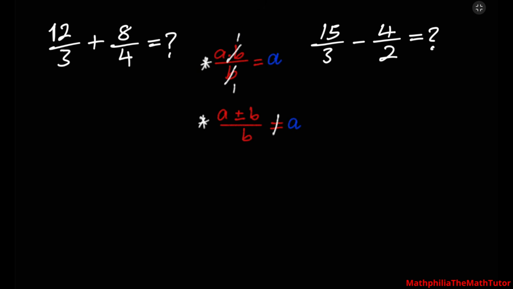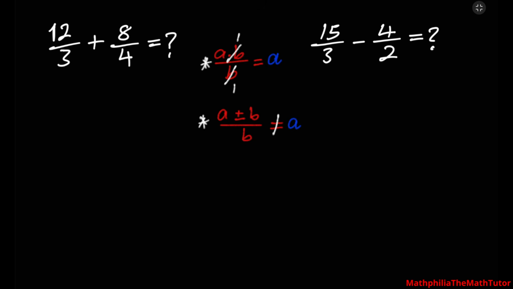In our first question, it says 12 over 3 plus 8 over 4. Each of these questions, I'm going to solve in two different methods, so that you can know the other methods are also possible. So I'm going to show you the rational method and also show you the alternate method of solving this type of questions. Let's go ahead.